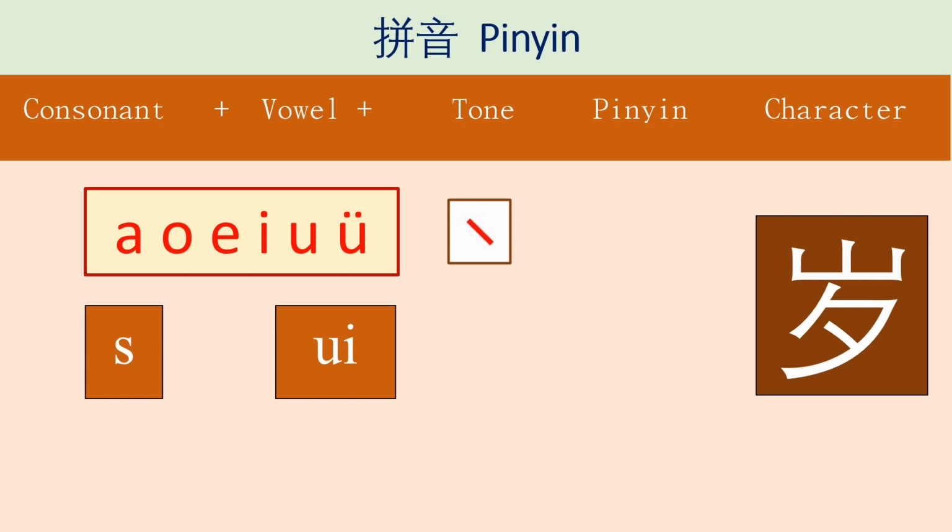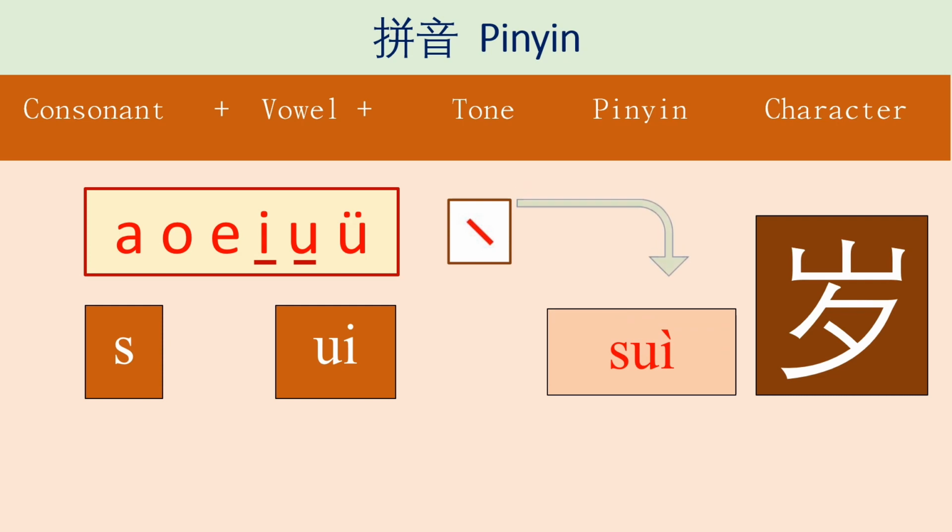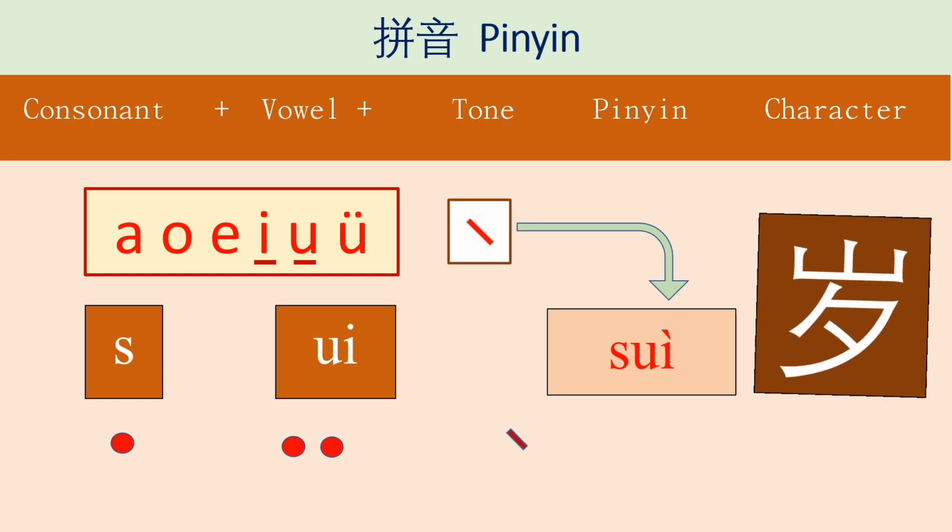And I comes before U, right? So when you choose where to put the tone, you should put it on top of the vowel that comes first in this sequence. So for U and I, you should put the tone on top of I. So suì, fourth tone, comes above I. Let's pronounce this word again. Suì, suì, suì. Fourth tone, suì. It means age.